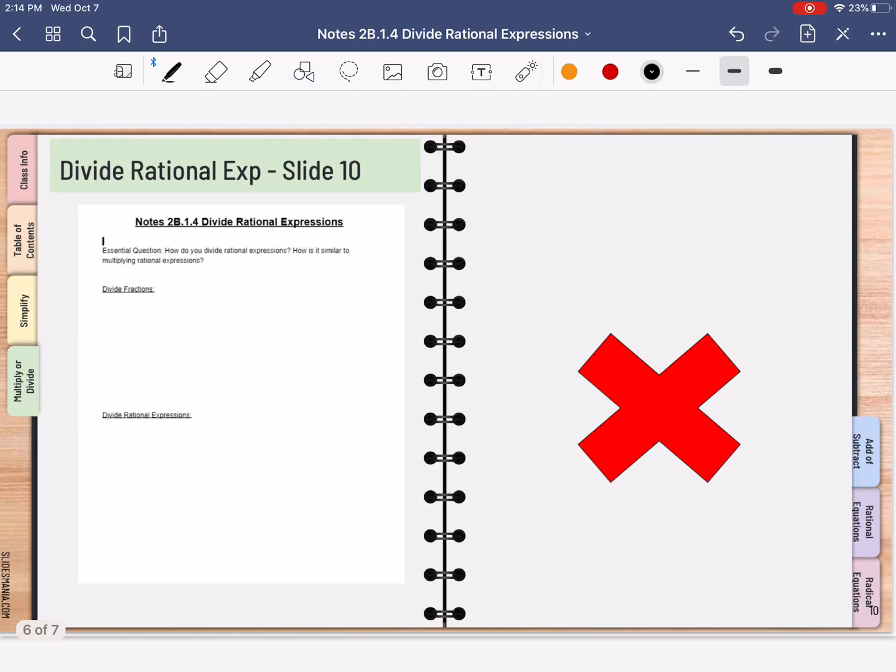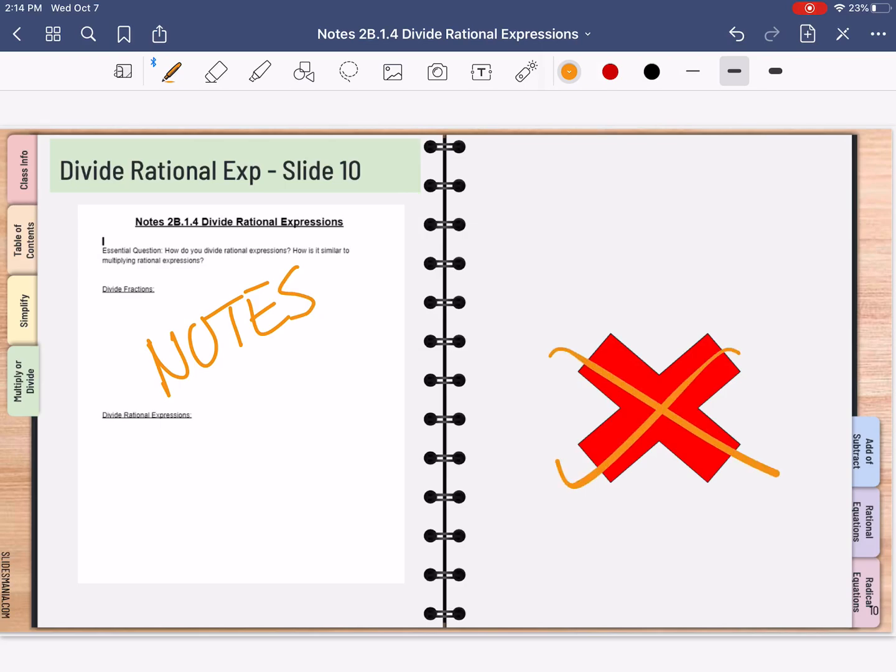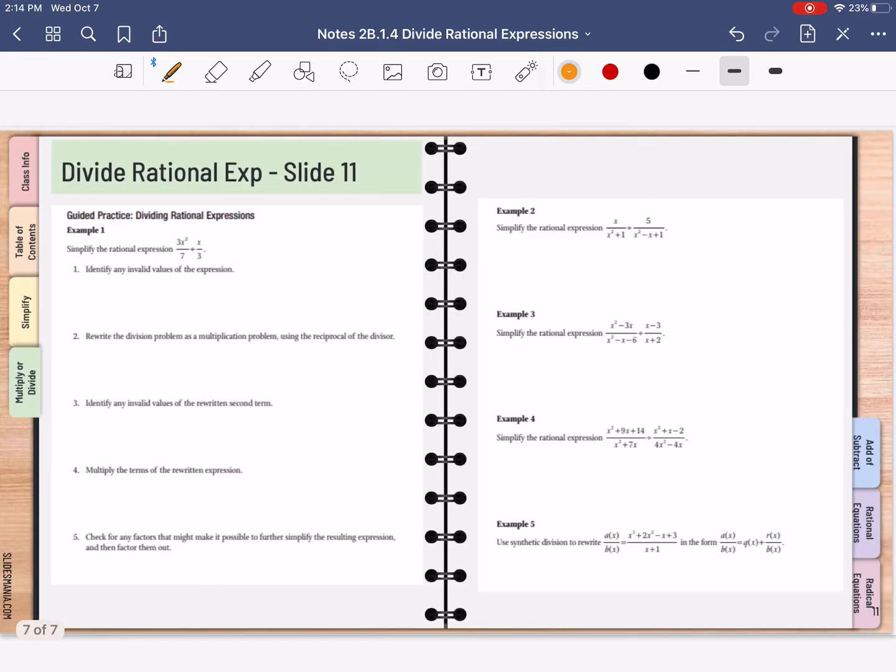Where they go in your notebook is on slide 10. You're going to put your notes part, right? We only had a little bit of notes, so we have an X over here. On slide 11, you put your page 39 on the left and your page 40 on the right, and then you'll do your homework, which is dividing polynomials problems. So hopefully it's getting easier, this factoring and canceling, because we've been doing it for like 3 days now. All right, bye.